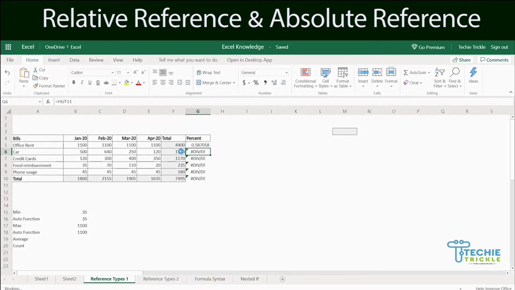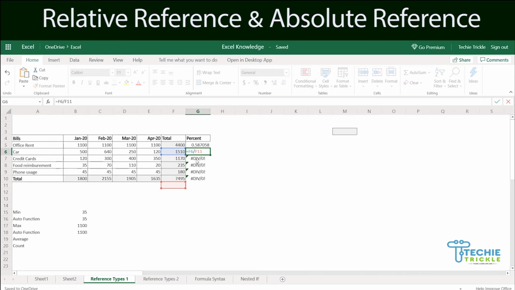This is car. So I need to find the total. What is the total expense on car, right? And then you need to find it by total. That is 7495. So what do you have here? F6, perfectly fine. And then divided by, it is referencing a cell which doesn't have any value, right? So you are basically doing F6 by 0, right? So this is not right. It should be 7495. It should be referencing this cell, that is F10, right?